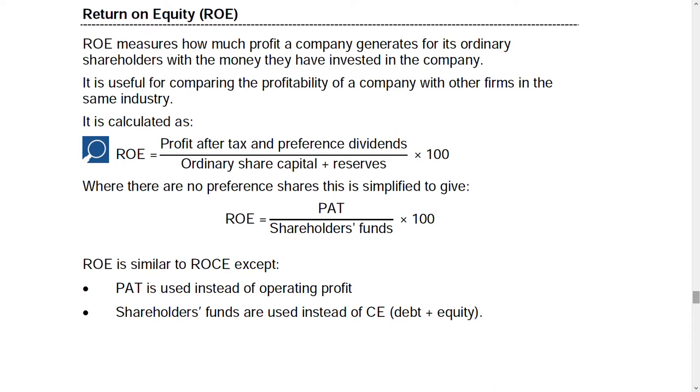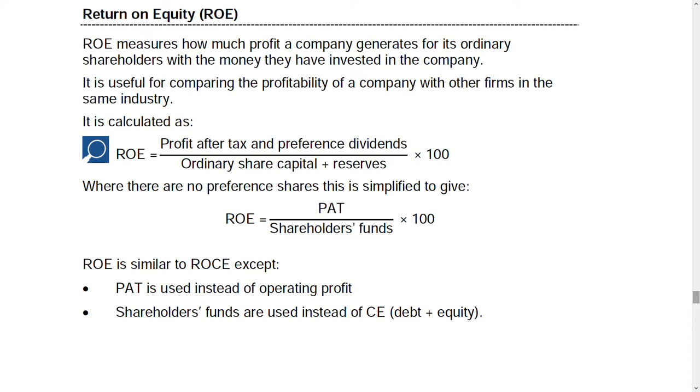Multiply by 100. Simple. Now ROE is similar to ROC, so in all the other ways it is the same. It measures profit and all those things. But in two areas it is different. You need to know this difference very carefully, because sometimes they might confuse you.